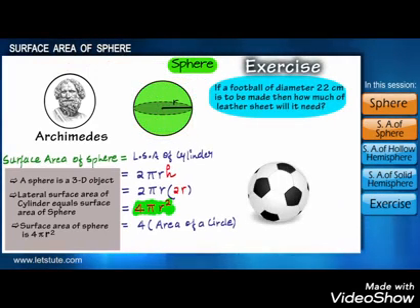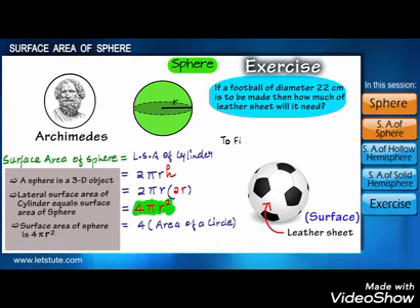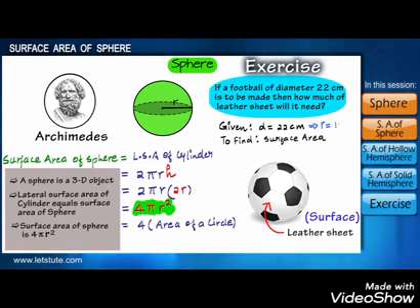If we have to make a football with a diameter of 22 cm, then how much of a leather sheet will it need? Friends, we all have seen a football, and the question is asking about the leather sheet, which is actually representing the surface of the sphere. So for finding out the requirement of leather sheet, we will find out the surface area of this football. And for that, we need only one parameter, that is the radius. Here, we have to make the football of diameter 22 cm. That means the radius is 11 cm.